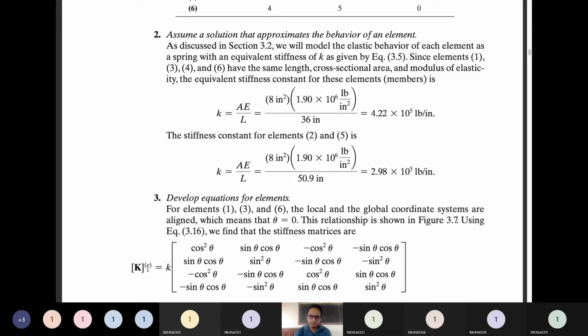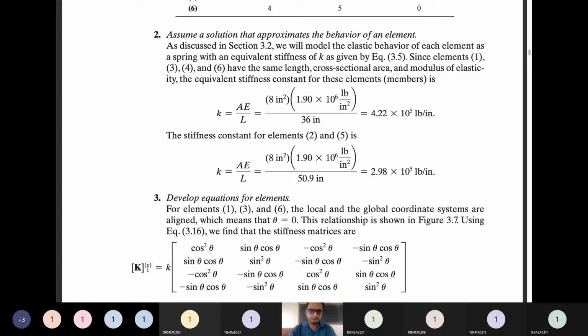What is small e representing here? Elements, sir. It is representing the element number. You must keep that in your mind. We have to calculate for each and every element, as you can see in that table.